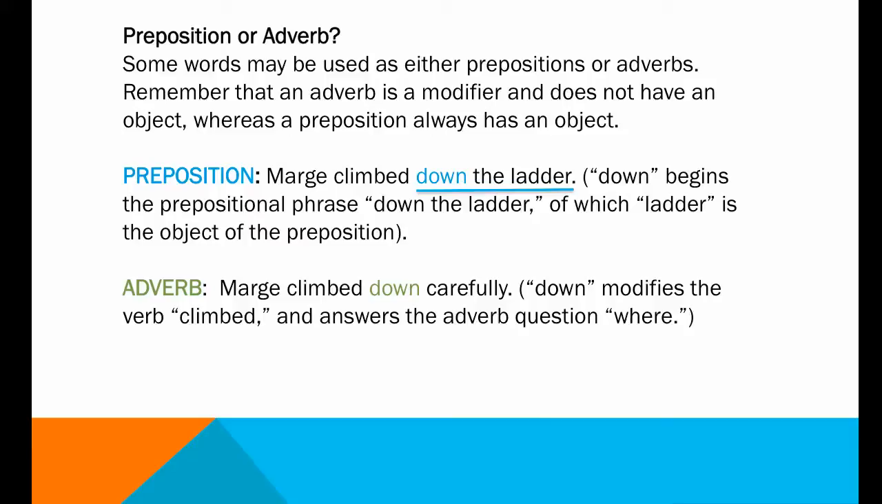In the adverb sentence, down still tells us where she climbed. Marge climbed down carefully. It answers the adverb question where. The only difference here is that there's no object after down. Okay? Down the ladder tells us a little bit more, but the essential difference again is the grammatical structure. The preposition has an object, the adverb does not.